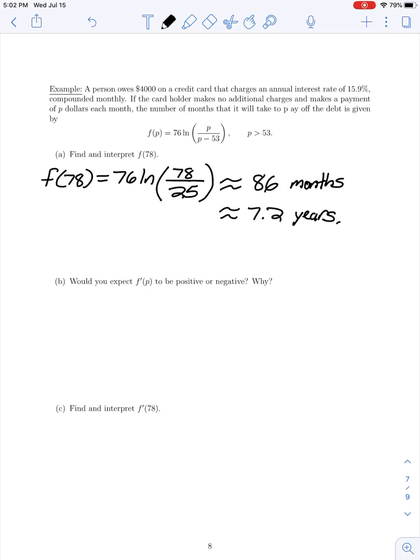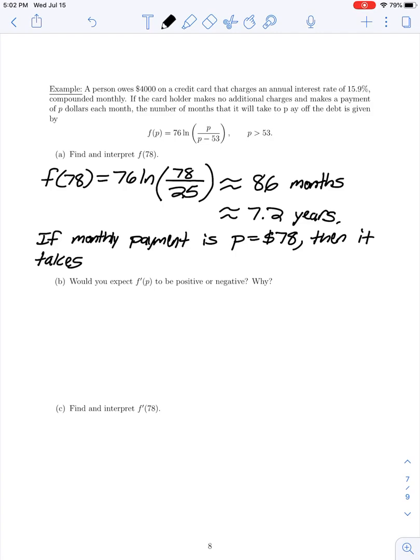So our interpretation here is if the monthly payment is P equals $78, then it takes 7.2 years or 86 months to pay off the debt. All right.